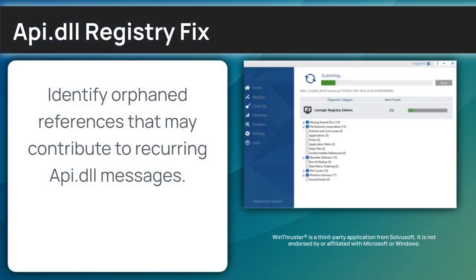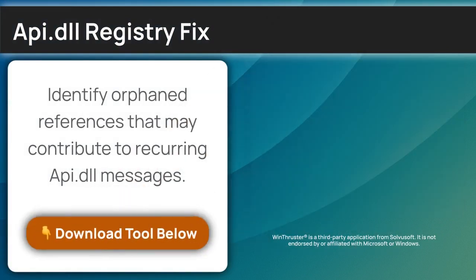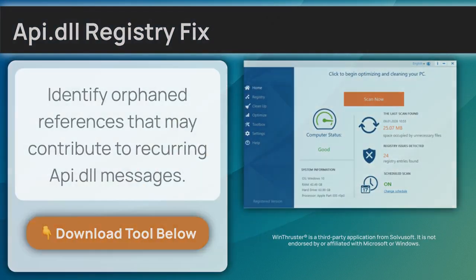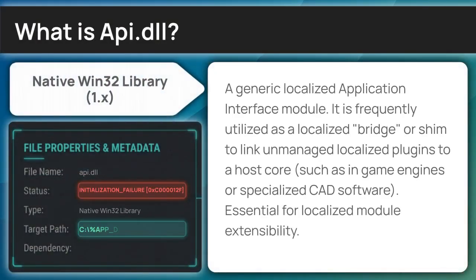Before we begin the manual steps for API module, you can access a utility designed to help provide a clean system environment. This is the API module, a generic localized application interface module. It is frequently utilized as a localized bridge or shim to link unmanaged localized plugins to a host core, such as in game engines or specialized CAD software. Essential for localized module extensibility.